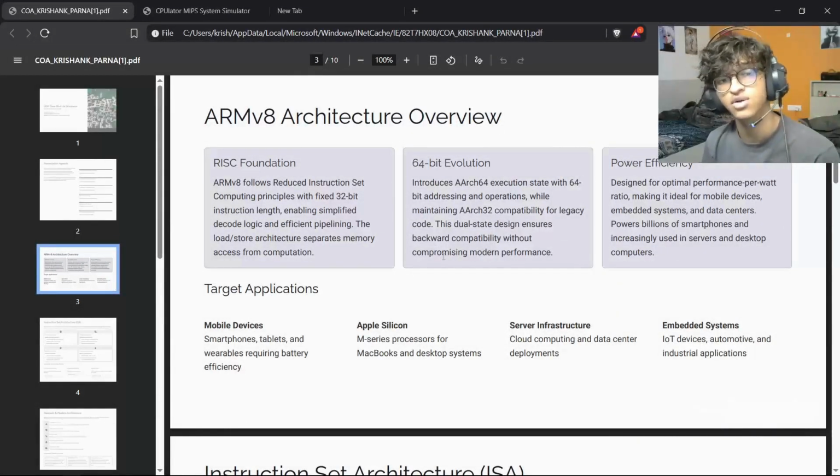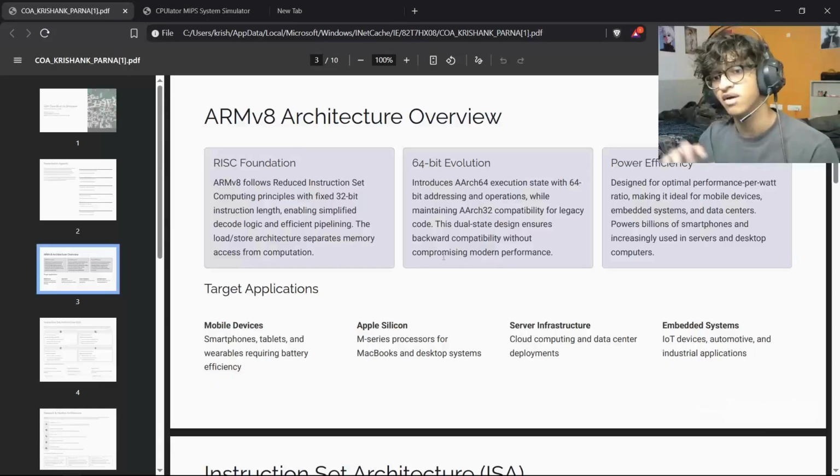Next comes the architecture overview. There are three main parts: the RISC foundation, 64-bit evolution, and power efficiency. ARM V8 follows reduced instruction set computing principles with fixed 32-bit instruction length, enabling simplified decode logic and efficient pipelining. The 64-bit evolution introduces the ARM V8 execution state with 64-bit addressing and operations, while maintaining 32-bit compatibility for legacy code. This dual state design ensures backward compatibility without compromising modern performance.